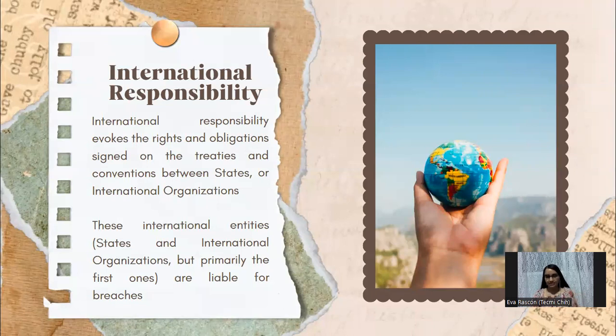International responsibility evokes the rights and obligations signed in the treaties and conventions between states or international organizations. It may involve citizens and foreigners, but due to the quality of being under the governance of a certain state. These international entities, states and international organizations, but primarily the first ones, are liable for breaches of their obligations when the situation can be attributable to the entity itself.